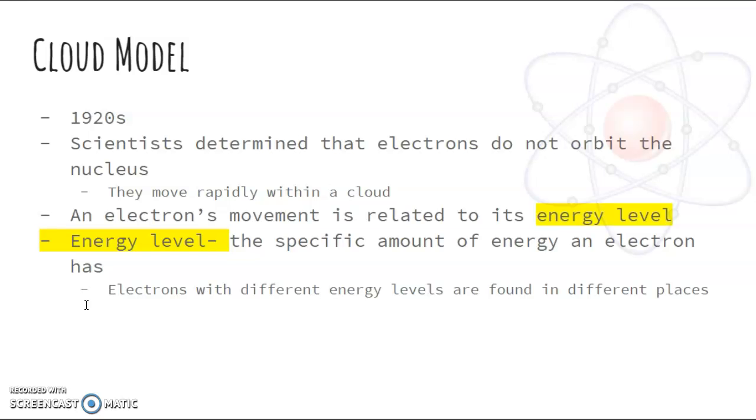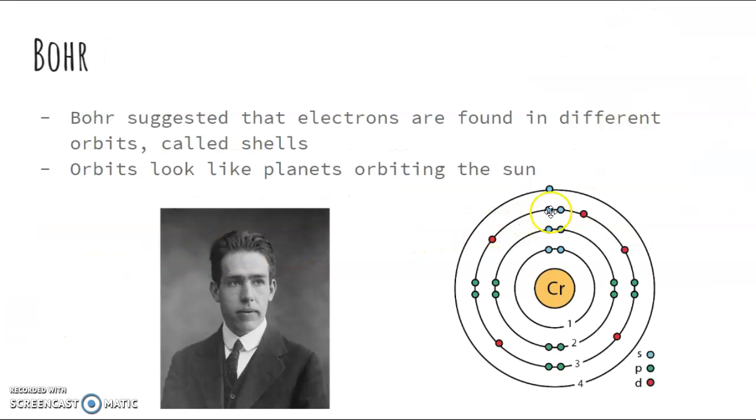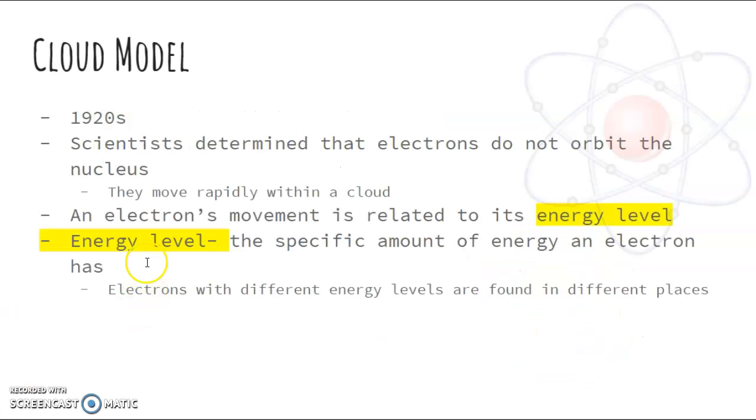An electron's movement is related to its energy level, and the energy level is the specific amount of energy an electron has. So if I go back to Bohr here, each one of these orbits is considered one of the energy levels. And electrons with different energy levels are found in different places, as I just showed you.